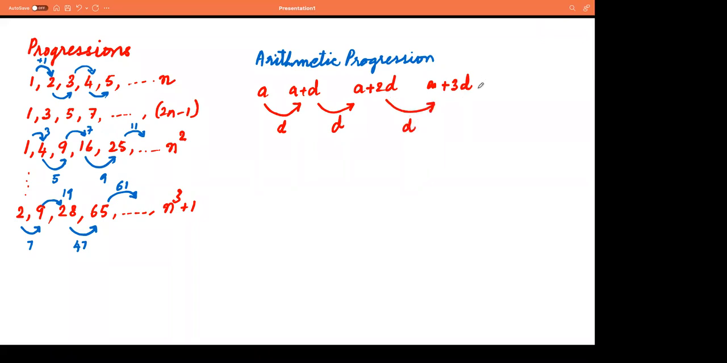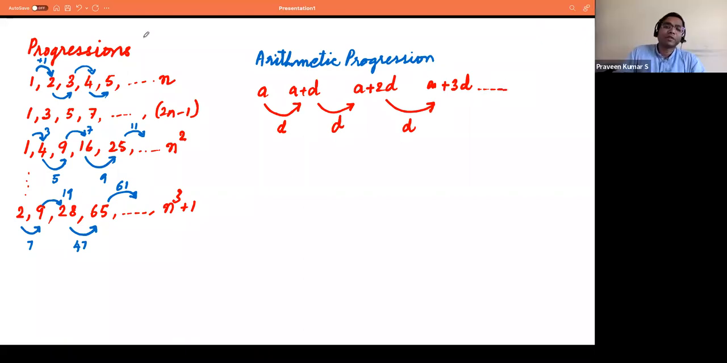D. Again D. So if I were to write the generic form, like in this case, I have written n, 2n minus 1, n square and so on. I would write it as A plus n minus 1 into D. Am I right? If you substitute n is equal to 1, you will get A. If you substitute n is equal to 2, you will get A plus D and so on. So the nth term in this sequence can be predicted as A plus n minus 1 into D. Right?